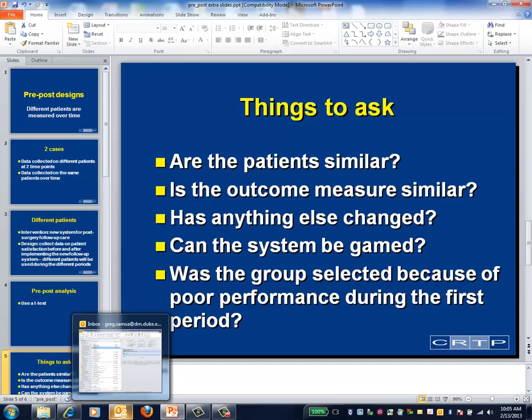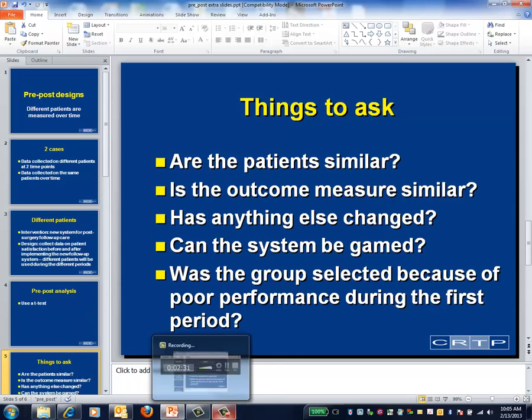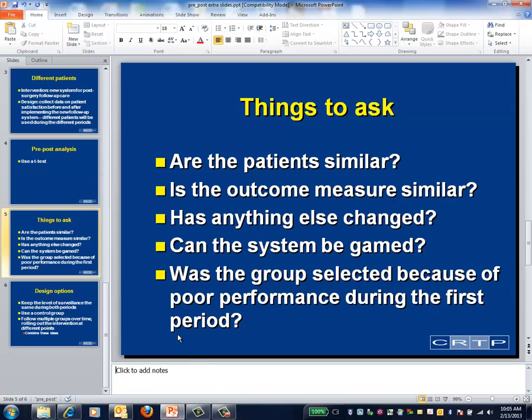For example, do the clinicians know their information is being recorded in the second time period, but not the first? And finally, was the group being studied selected because of poor performance in the pre-period? This can lead to a phenomenon called regression towards the mean, which is described in another module. If none of these concerns seem major, then the t-test is probably sufficiently valid for most practical purposes.